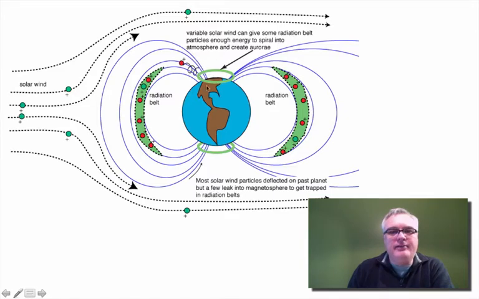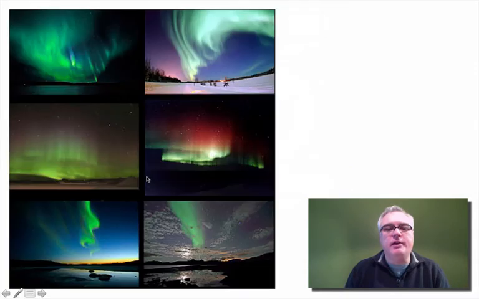And it's these charges coming into the Earth's atmosphere and interacting with the atoms in the atmosphere, causing them to gain energy, get excited, and give off light that creates the auroras. The aurora borealis in the northern hemisphere and the aurora australis in the southern hemisphere.